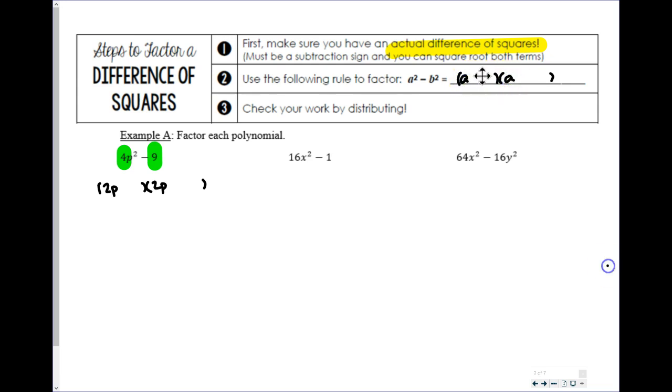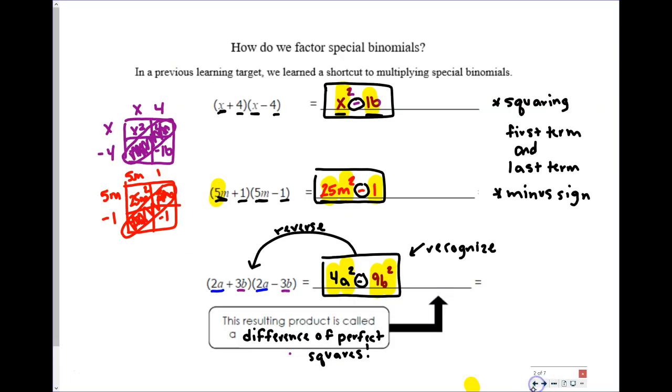And then all you have to do is take the square root of the last term. So the square root of 9 is 3, so we put it in the back, and then we just put a minus sign and we put a plus sign. You'll notice that that's the exact same pattern we had in the beginning, right?